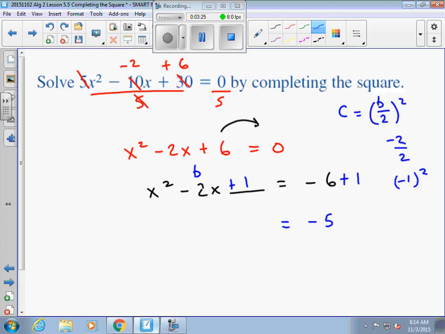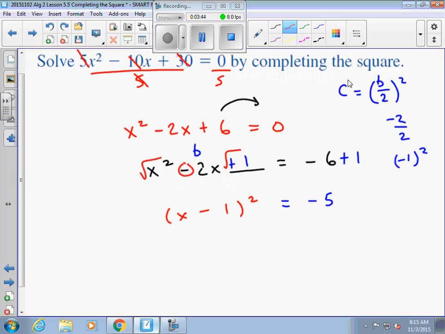The other side is a perfect trinomial. Take the square root of the first term, x. Take the square root of the third term, or the C term, 1. This is the sign that goes in between, a minus. So x minus 1 squared is equal to negative 5.